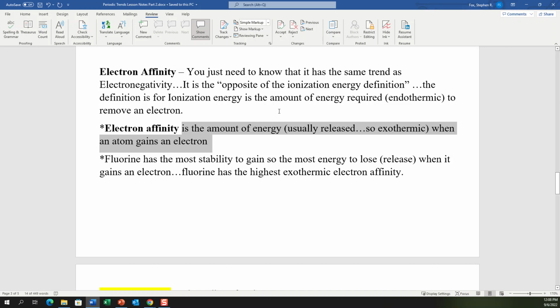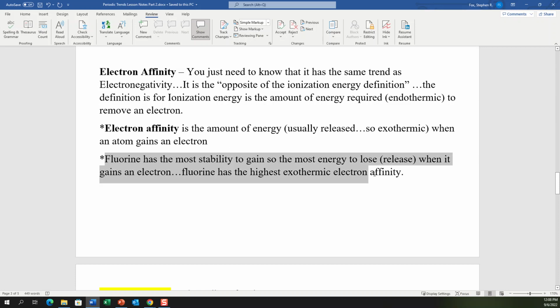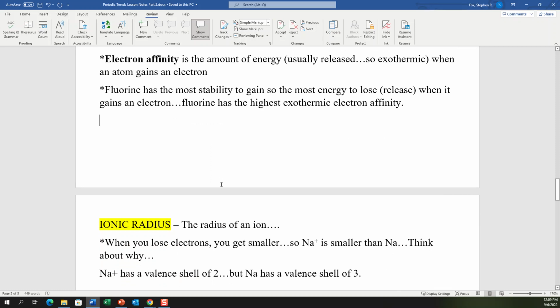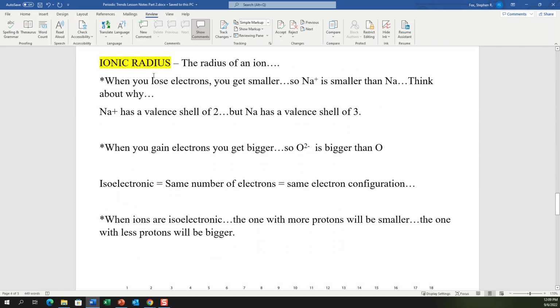So ionization is always endothermic, but when we say fluorine has the highest electron affinity, what we're saying is fluorine loses the most energy when it gains an electron. Losing energy means the most stability to gain. So fluorine has the most stability to gain. It loses the most energy when it gains that one electron to satisfy its octet rule. All right, and that's basically all you need to know. It probably won't ever show up on the AP exam. But one that will is ionic radius.